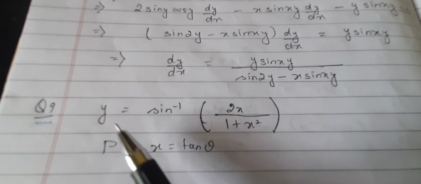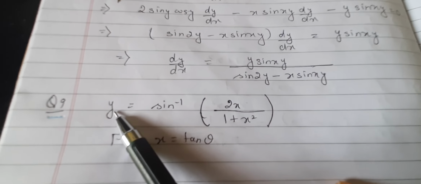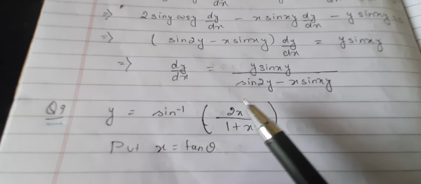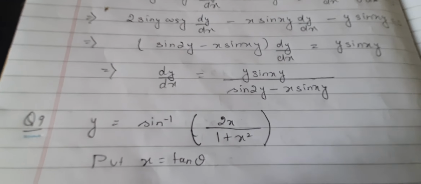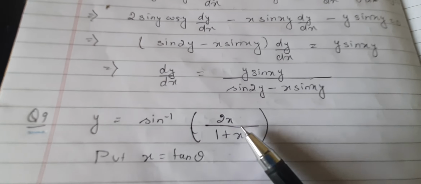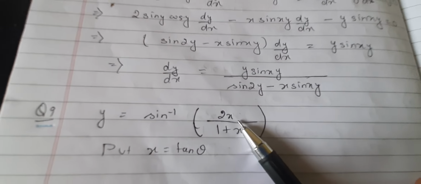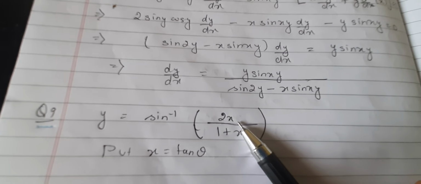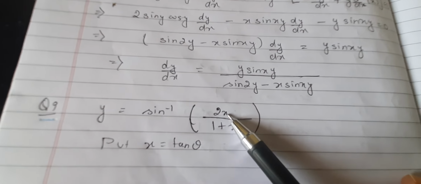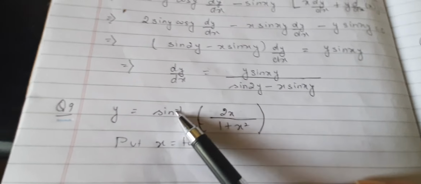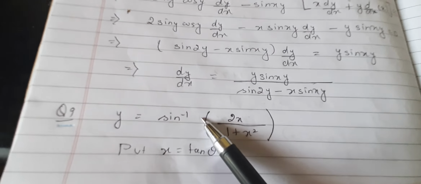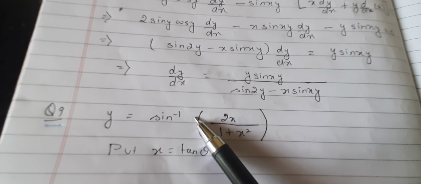Question number 9. We have y is equal to sine inverse of 2x upon 1 plus x square. So you know the formula for dy by dx of sine inverse x, that is 1 upon root 1 minus x square. But if you are going to do that, it will be very lengthy and complicated. So to make things easier, I will write this in the simplest form. This you have learned in inverse trigonometric functions, how to write the function in simplest form.